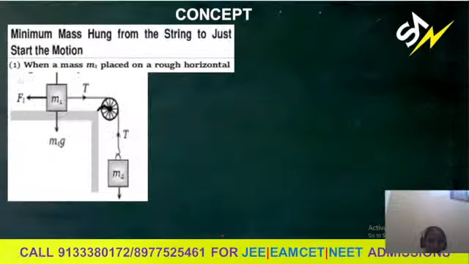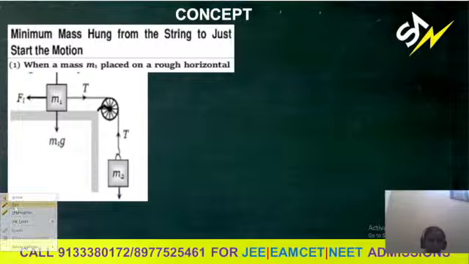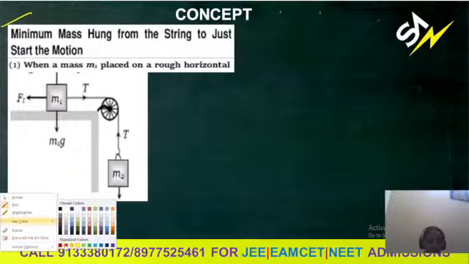Next situation is: minimum mass hung from the string to just start the motion. See, look at the diagram. What should be the minimum mass hung from the string? This is the hanged mass, M2. What should be this mass to start the motion of this system? So how much mass needs to be hanged here? That is the situation. So let us find that.